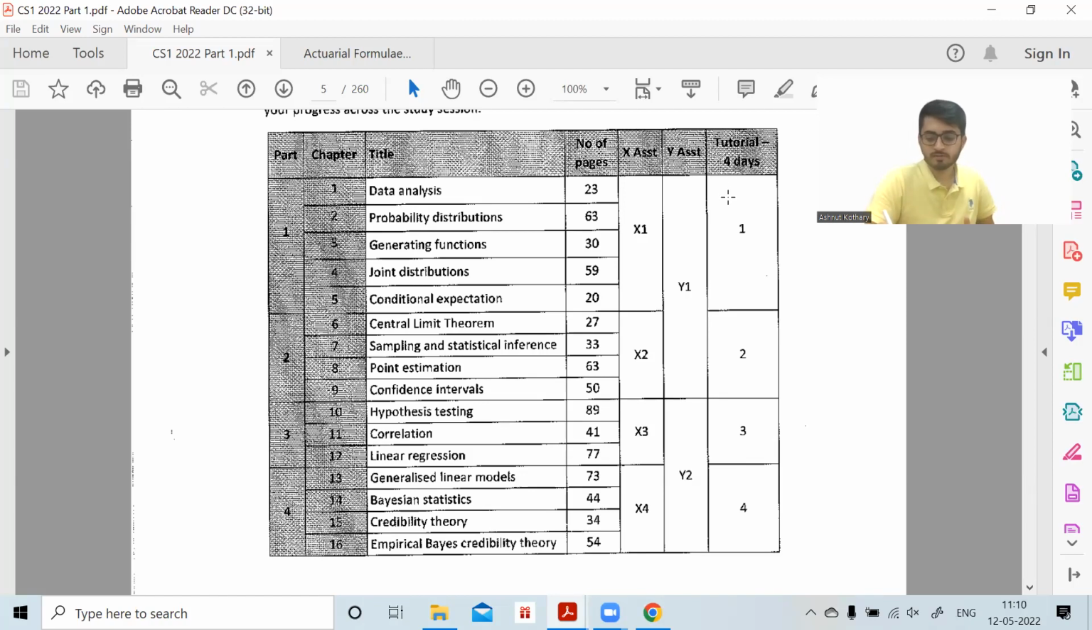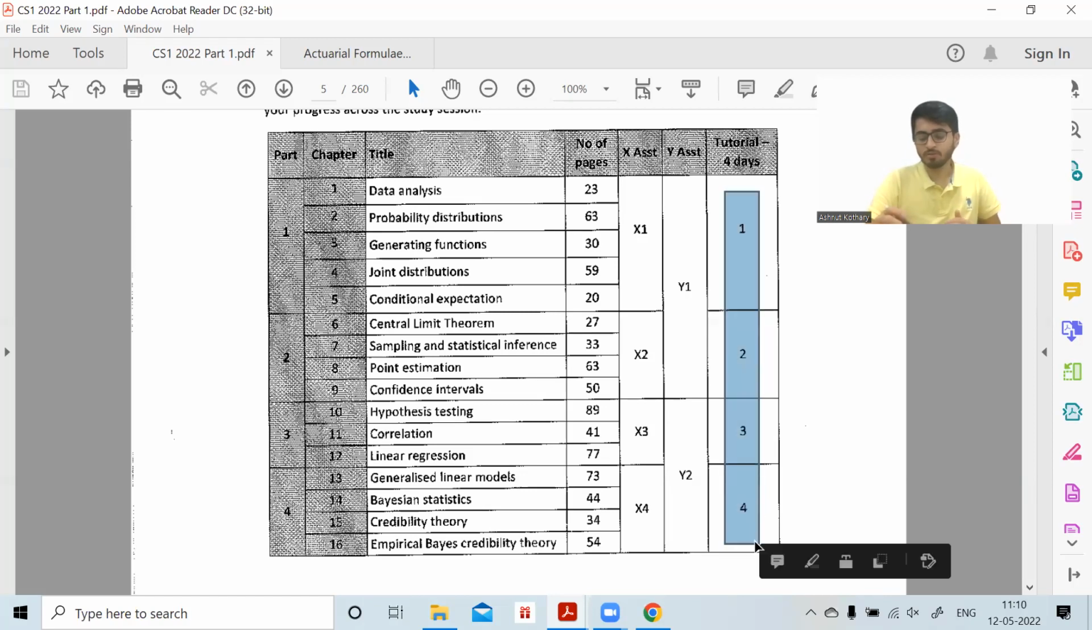As for the tutorials 4 days section, this is something which you can ignore. This is just something which the institute gives to give you a brief background with respect to the time you need to devote to cover these topics. That is something we would be covering separately.